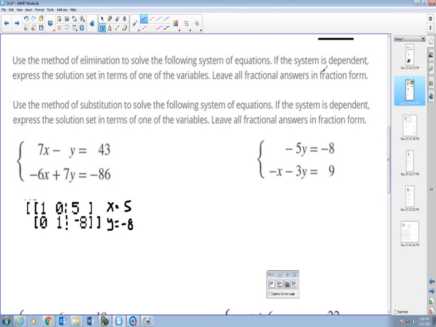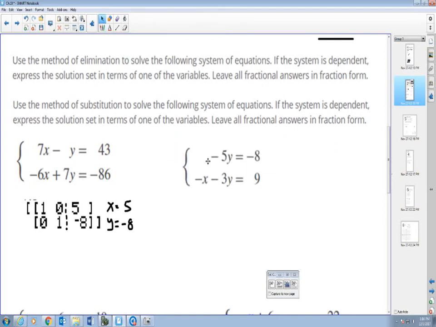Now the problem says if the system is dependent, express the solution set in terms of one of the variables. Okay, so we can just write them out in terms of variables. I'll show you how to do that just in a minute when we see one. All right, let's look at this one on the right here. This one is missing an x right here, so that will be 0x. So let's try this one.